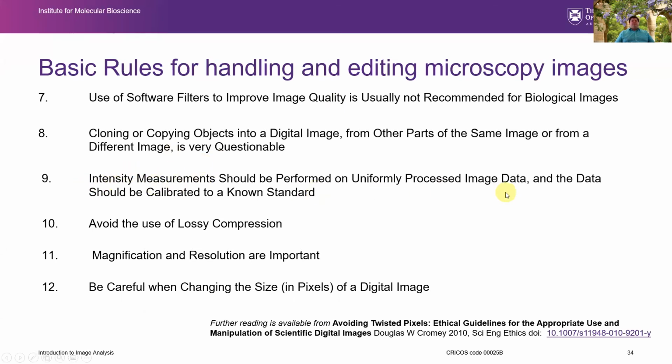Intensity measurements should be performed on uniformly processed data. The data should be calibrated to a known standard. So usually we're not ever going to use intensity data to say that there were X number of molecules or X copies of things. There's too much variation, but we can compare amongst our standards or our samples to say this one's brighter than the control, but we can't say that there are 20 extra copies of GFP there. Avoid lossy compression file types, and magnification and resolution are important, but they are not the same thing. And be careful when changing the size in pixels of a digital image.